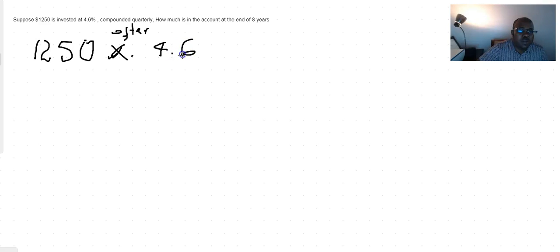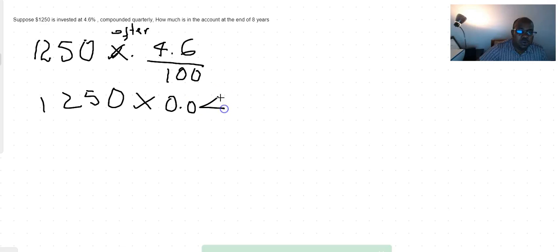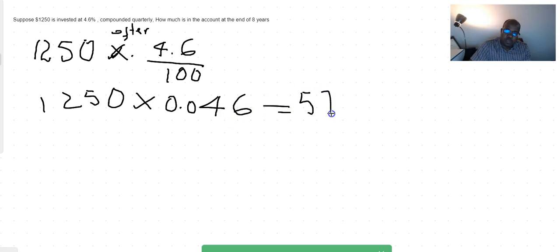4.6% is like 4.6 divided by 100. You can write it like that. So I'm trying to find the interest: 1,250 times 0.046. Okay, so basically this gives me 57.5. What is this? This is the interest earned after just 1 year. So let's say we're talking about just 1 year.